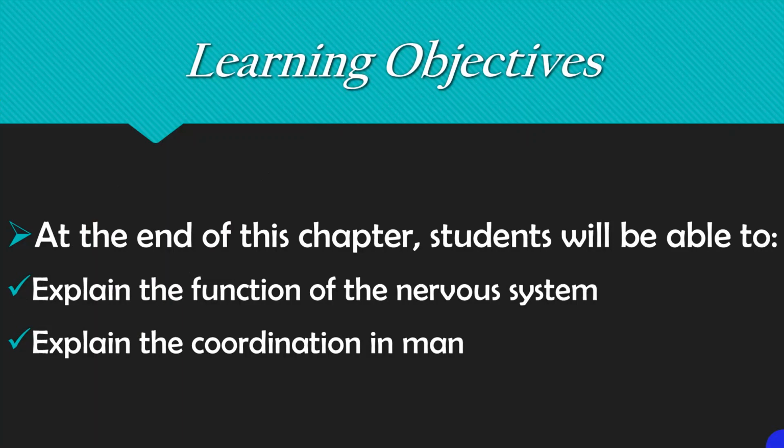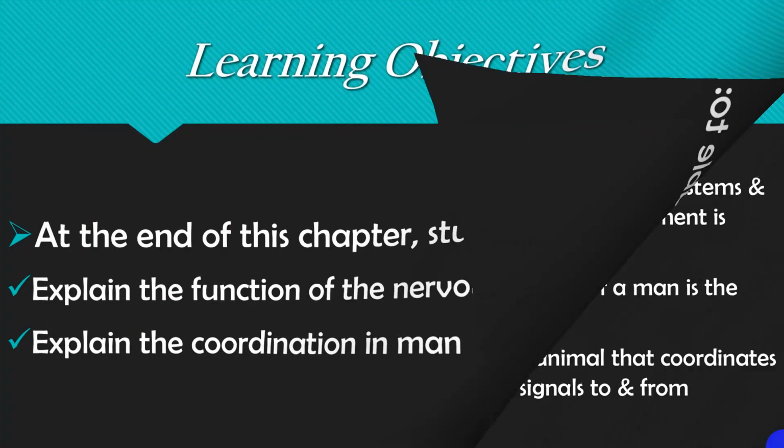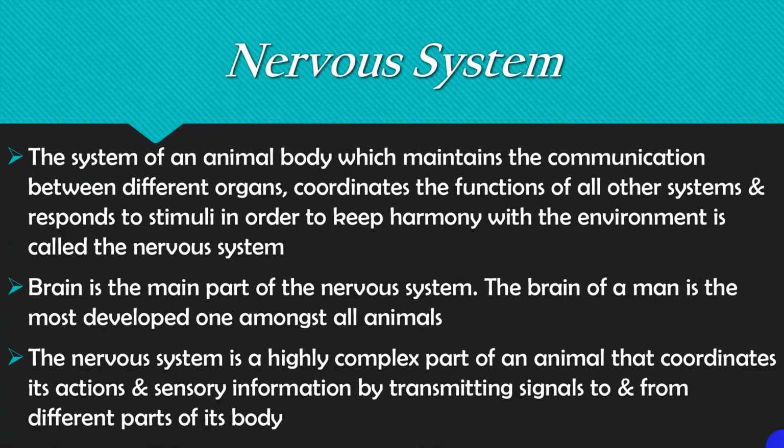Students, by the end of today's chapter, you will be able to explain the function of the nervous system, and you will also be able to explain the coordination in man. Now we will learn about the nervous system. The system of an animal body which maintains the communication between different organs, also coordinates the functions of all other systems, and responds to stimuli in order to keep harmony with the environment is called the nervous system.